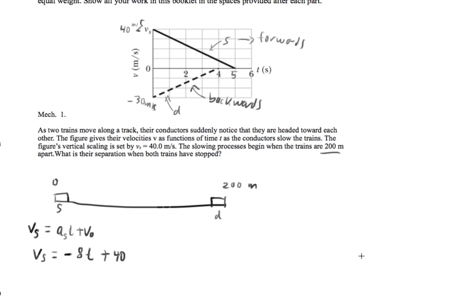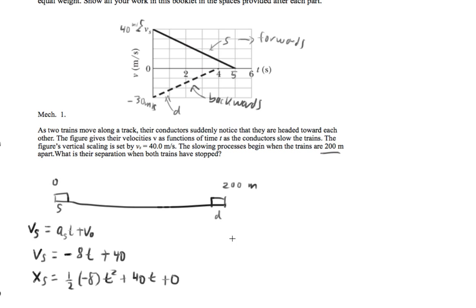And just for giggles, I'm going to actually do the second equation, which is the equation of its position versus time. That's going to be x equals 1/2 times a times t squared plus v naught, which is 40 times t. And we start off at 0.